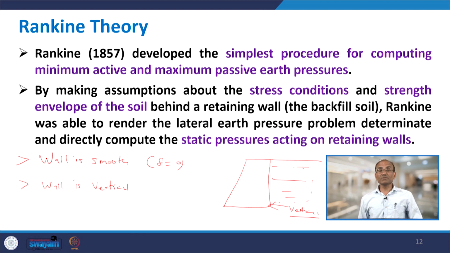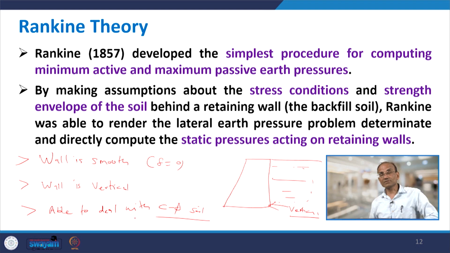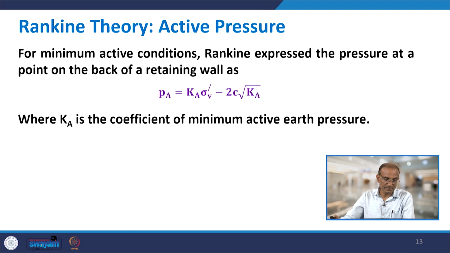With these assumptions, a good point with the Rankine theory is that it is able to deal with c-phi soil. That means it can be cohesive soils, or sandy, cohesionless soils, or a combination of both. So, let us talk about the active pressure condition first, then we will talk about passive pressure using the Rankine theory.